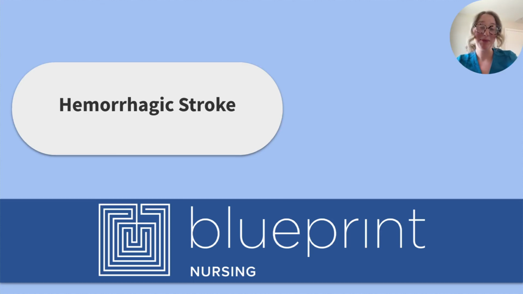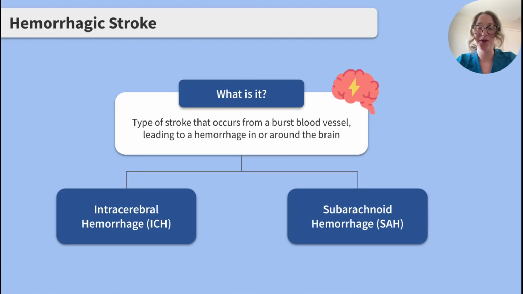Today I'm going to be reviewing an important topic with you, hemorrhagic stroke. Let's jump right into it. Let's start with the basics. What is a hemorrhagic stroke? It's a type of stroke that occurs from a blood vessel bursting, leading to bleeding, also known as a hemorrhage, in or around the brain.